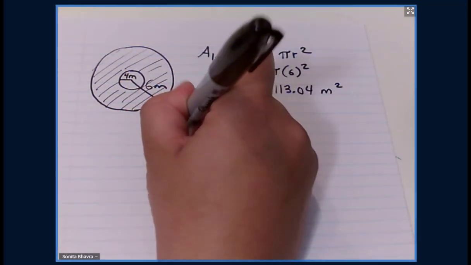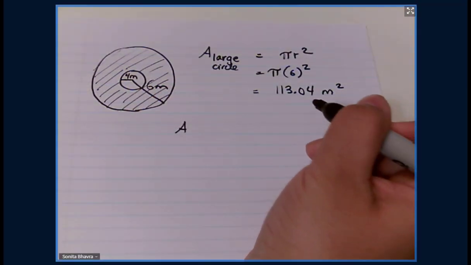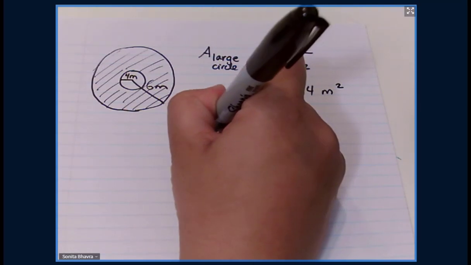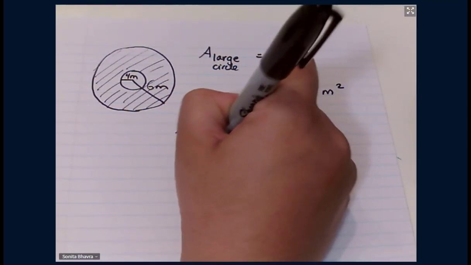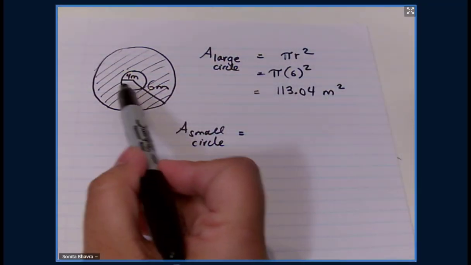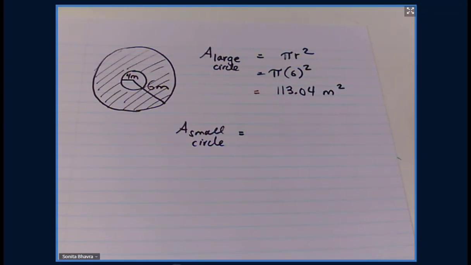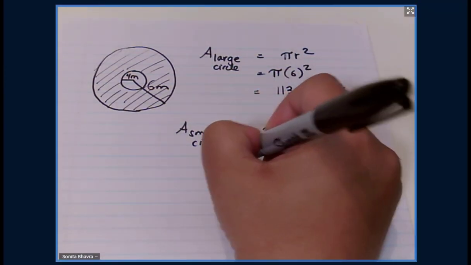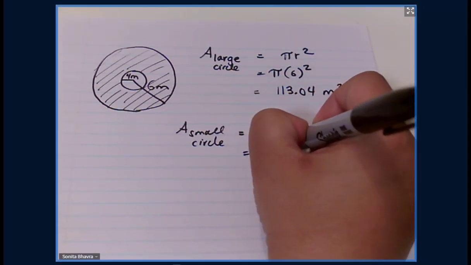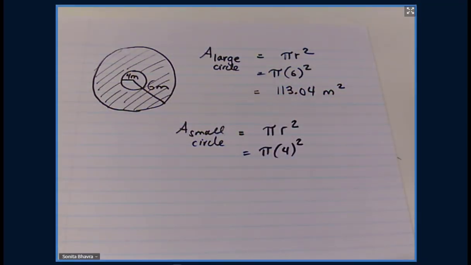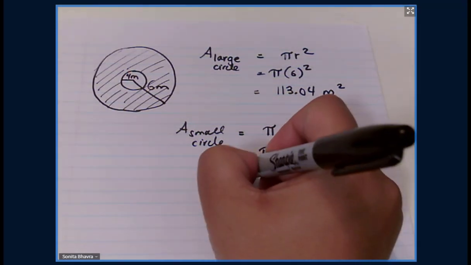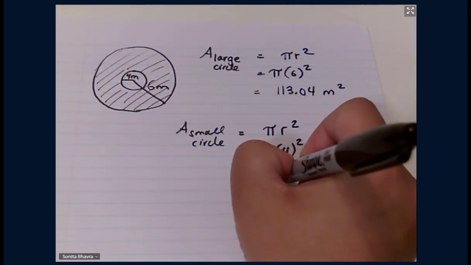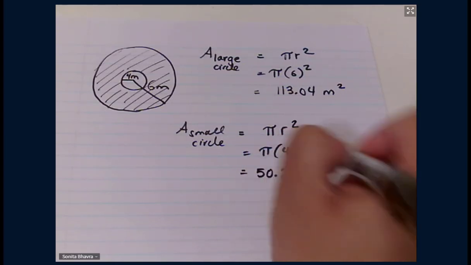Next is the small circle, area of the small circle, and we have a radius given here. It is 4 meters, so it's pi r squared, pi times 4 squared, and we get 50.24 meters squared.